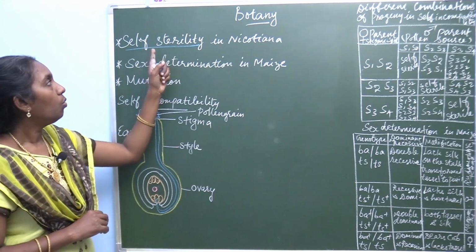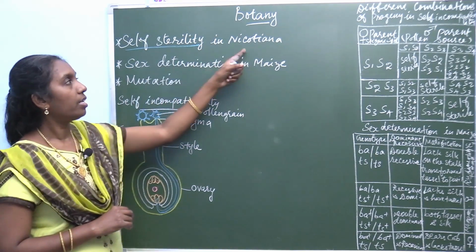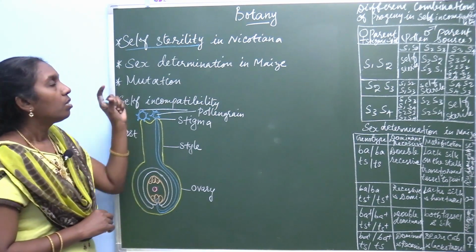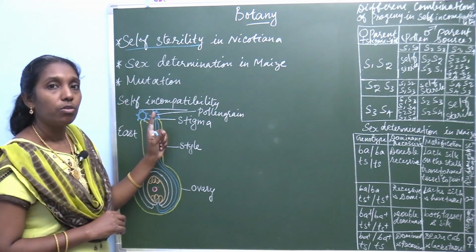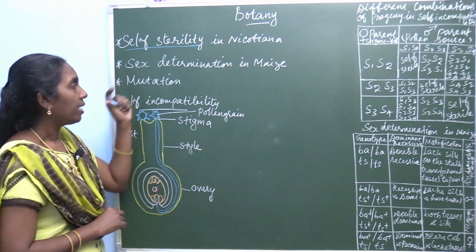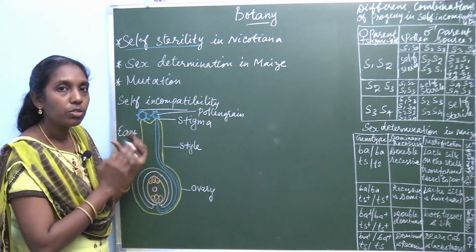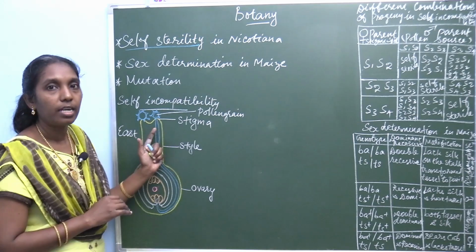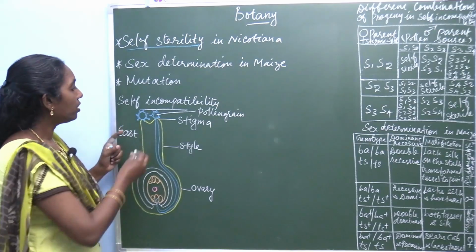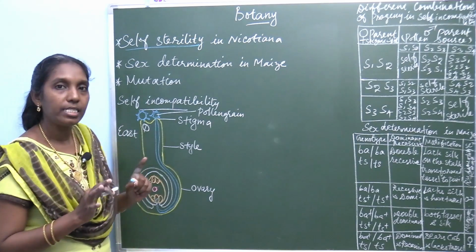One word question: who discovered or explained self-sterility in Nicotiana in the year 1925? East. So, first you write the definition: what is self-incompatibility or self-sterility. The pollen grain in a plant does not germinate on its own stigmatic surface. It does not germinate. This is called self-incompatibility.